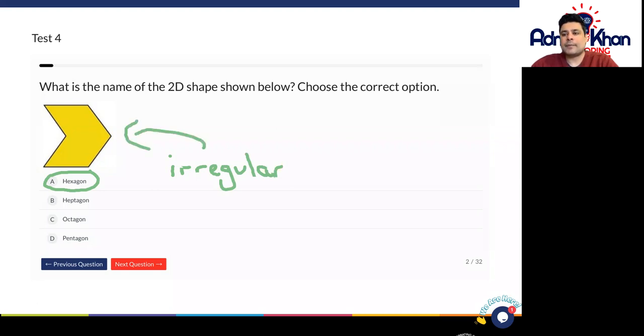A regular hexagon would look something like this. So 1, 2, 3, 4, 5, and 6, roughly like this. Okay, that will be a regular shape.